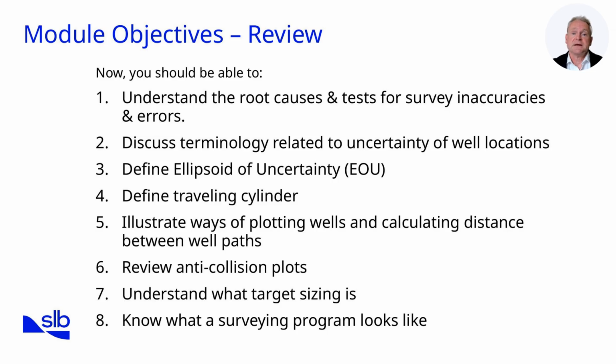Okay, let's recap the module on anti-collision. At this stage, you should be confident in explaining the root causes of survey inaccuracies and the different tests available to detect and reduce them. You should be able to discuss key terminology around uncertainty in well positioning, which underpins everything in anti-collision planning. You should also clearly define the ellipsoid of uncertainty, or EOU, and explain how it describes the range of possible well positions. Alongside this, you should be comfortable describing the travelling cylinder method and how it compares to spider plots in visualizing separation.